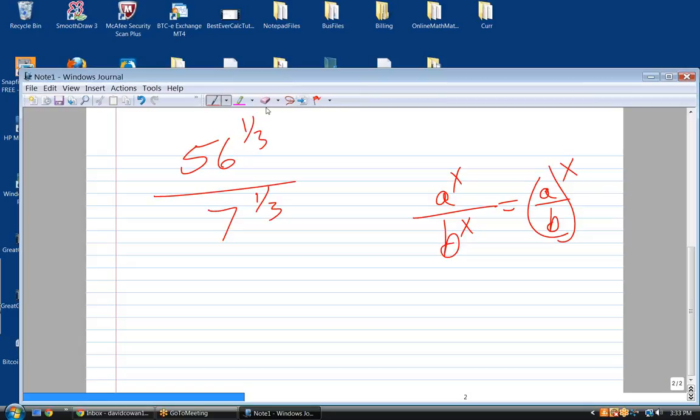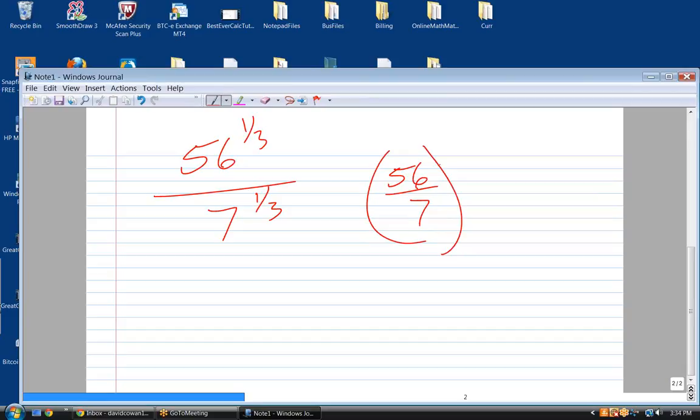In other words, in this case, I can take 56 divided by 7 and take that to the 1/3 power. That's what that's equal to. And what's 56 divided by 7? Right. The power of 1/3. So 2. Uh-huh. Okay.